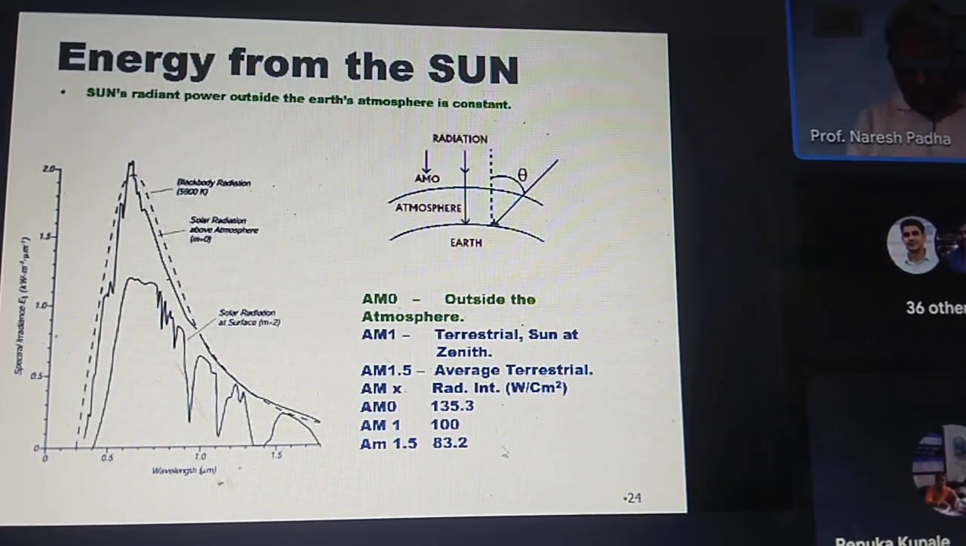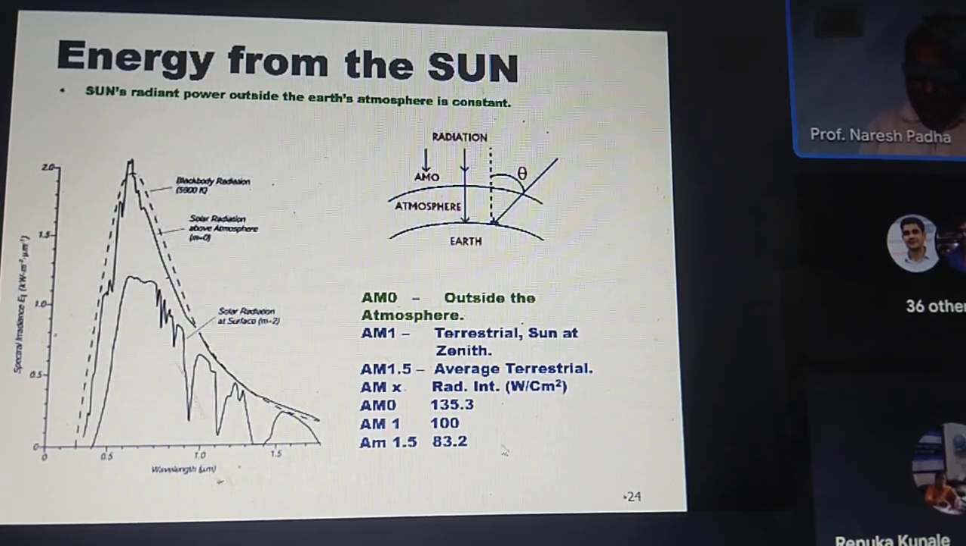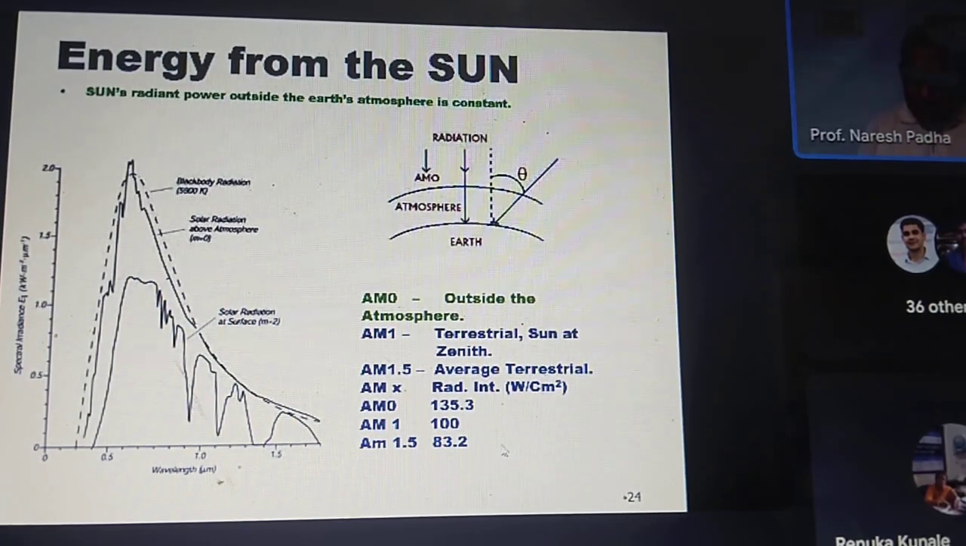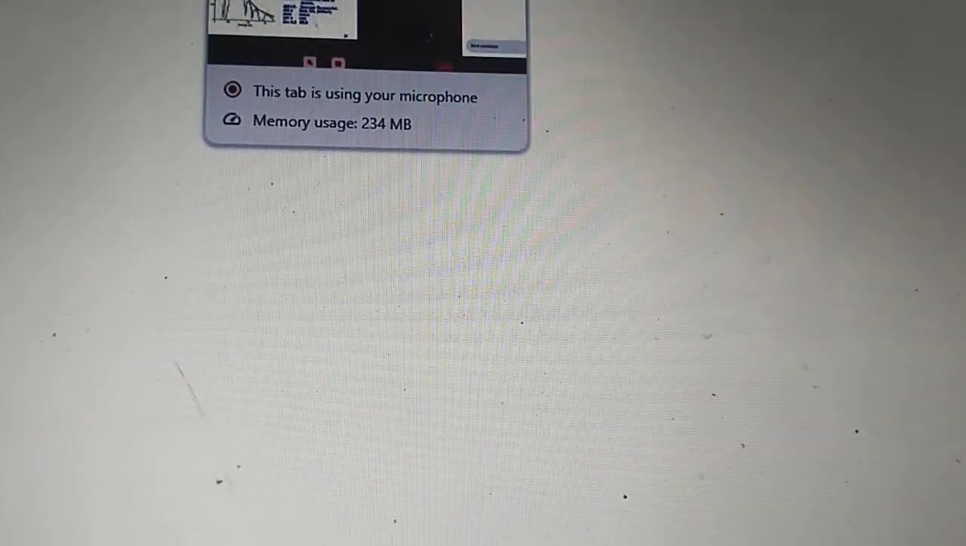So these are the different spectra available, because people also refer to outside the atmosphere. You know that when you launch satellites, all energy requirements are met from solar only. So you need a very efficient solar cell that is functional above the Earth's atmosphere. Then on Earth we are already using two types of spectrum, when the sun is very high and the other one is the average.